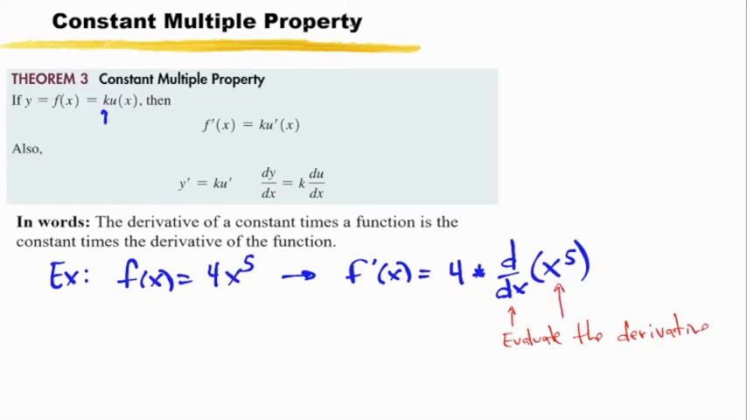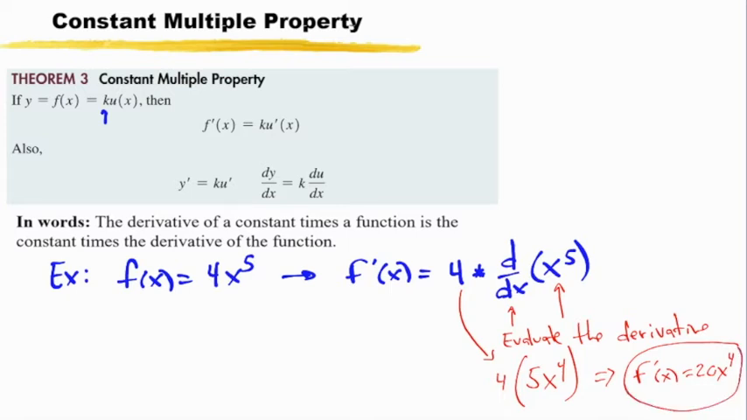And what is the derivative of x to the fifth? You should get 5x to the fourth, but you still have this 4 out front. So 4 times 5x to the fourth gives us an f prime value of 20x to the fourth. And again, with polynomials, I can just say multiply 5 by 4 and get 20, and then subtract 1 from the exponent, and we see we have the same answer here without breaking it down into all of the forms.